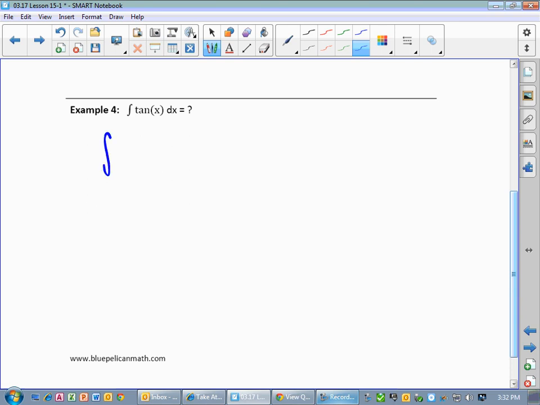Let's start by rewriting tangent of x. So how else could we write tangent of x? Sine of x over cosine of x. Let's try that. Okay. Now thinking about what we've been doing today, well, we now have a fraction, right? We have this quotient. So in the denominator we have cosine. So what is the derivative of cosine? The derivative of cosine would be negative sine. Well, we're almost there, right? We have positive sine. So how do we make it negative? Multiply by a negative and by a negative.